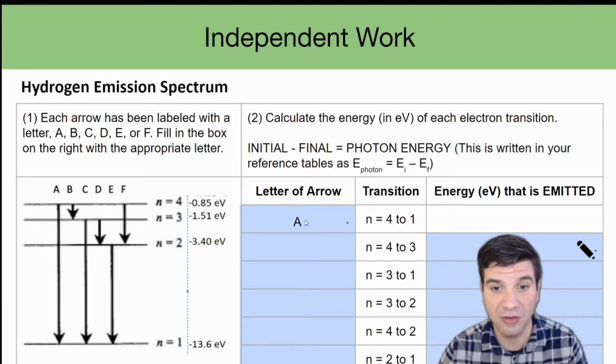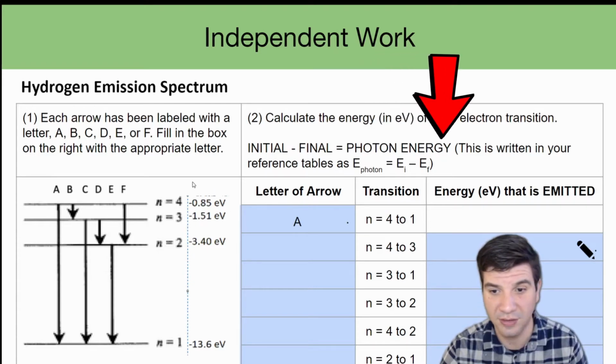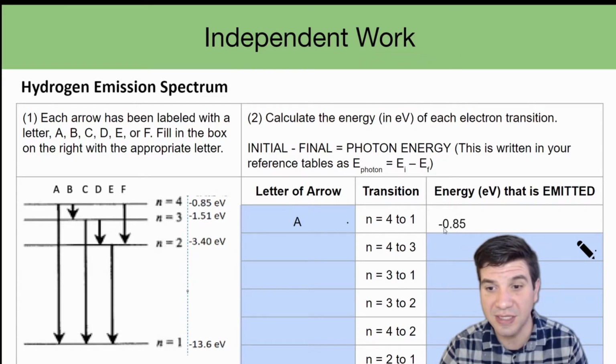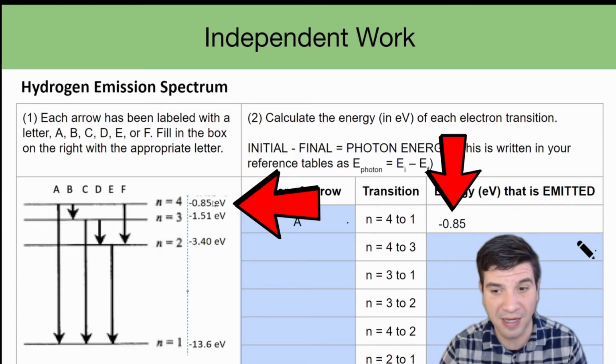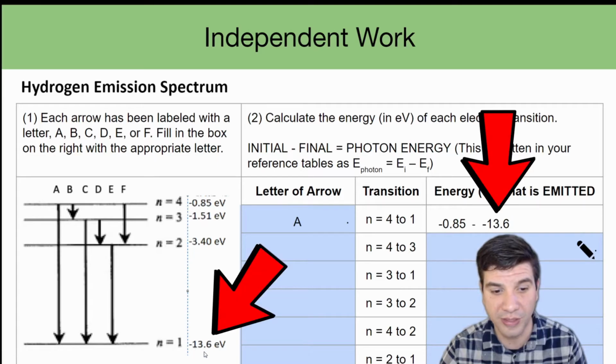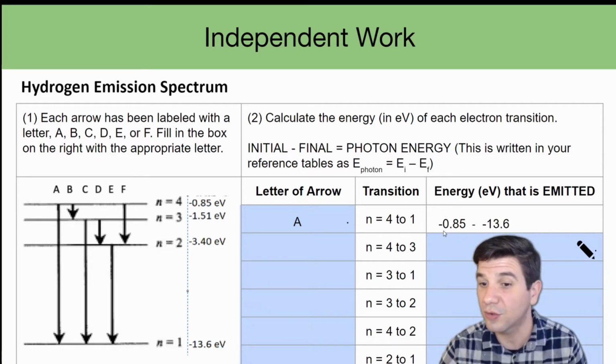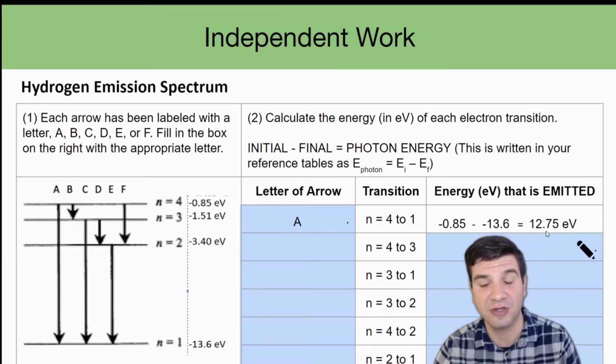Now we need to figure out what the energy emitted is in electron volts. So we really need to use the formula initial minus final equals photon energy. Our initial is negative 0.85. We're now going to subtract our final number, which would be 13.6, because it's dropping from level 4 down to level 1. So negative 0.85 minus negative 13.6 gives us 12.75 electron volts.